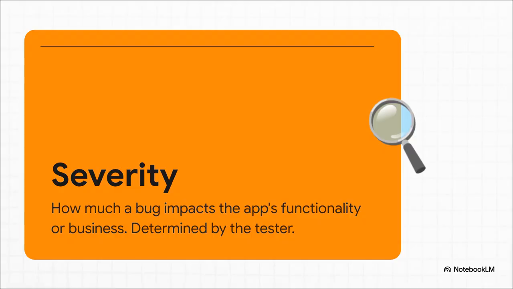First up, we have severity. Think of this as the damage report. How bad is this bug really? Is it a tiny typo on a forgotten page, or does it crash the entire app for everyone? Our bug here is major. It's a serious problem for sure, but it's not a total system meltdown. And the tester is the one who makes this call.